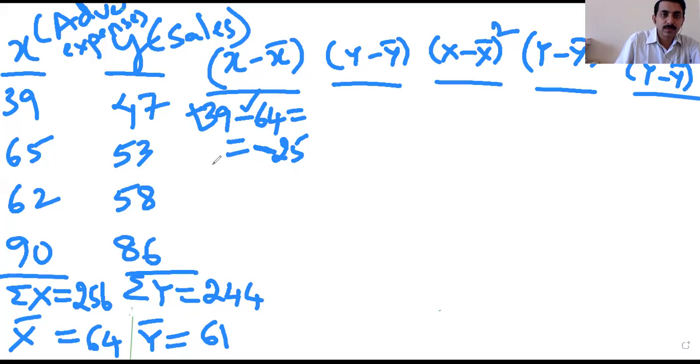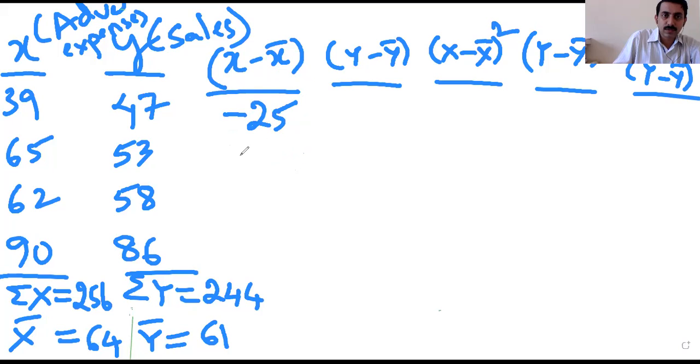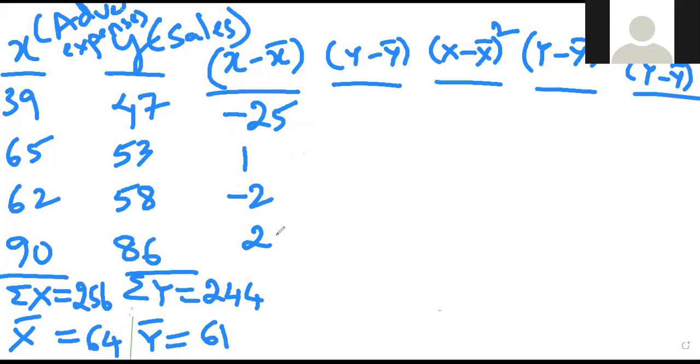Minus 5. 5. 1. So I just cut this. X minus x bar, the first one is minus 25. Minus 25, 1, 1, minus 2, 26. Fine. And after this, y minus y bar.